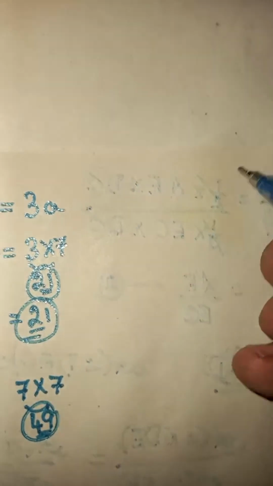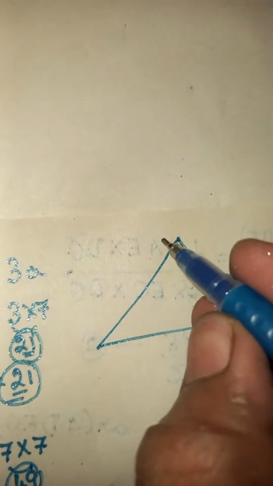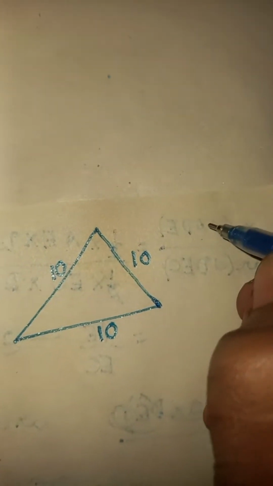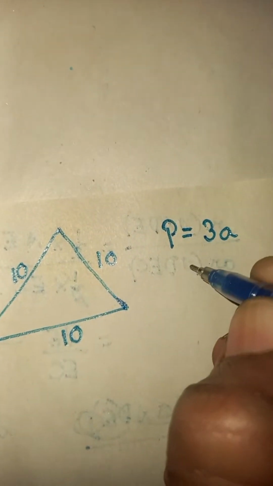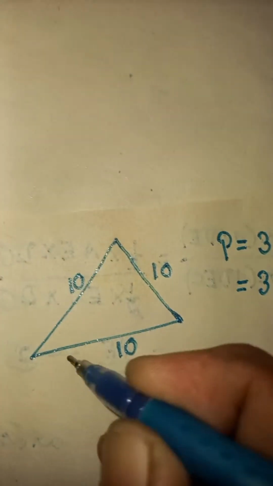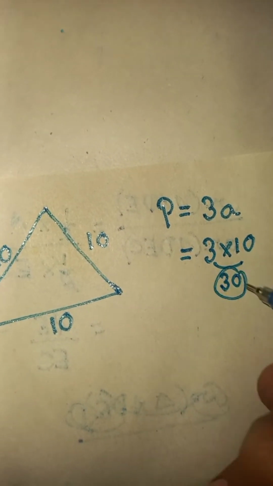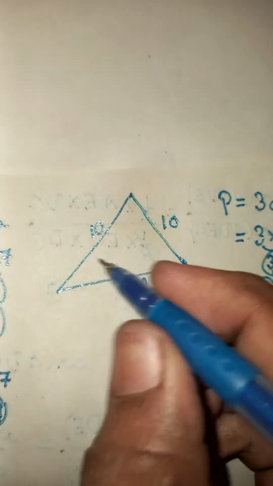Let's take one more triangle. In this triangle, they have given all sides as 10 units. When all sides are 10 units, you need to find out the perimeter, which is 3 times the side length. 3 times the side length, which is 10 units. 3 times 10 is 30 units. So 30 units is the perimeter.